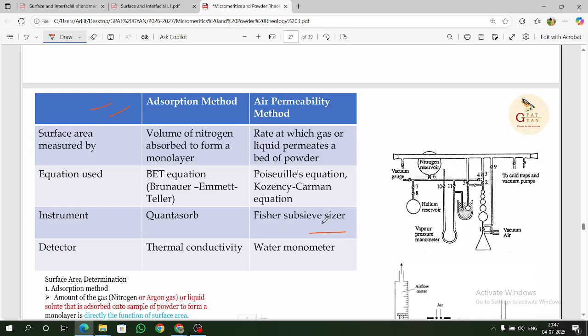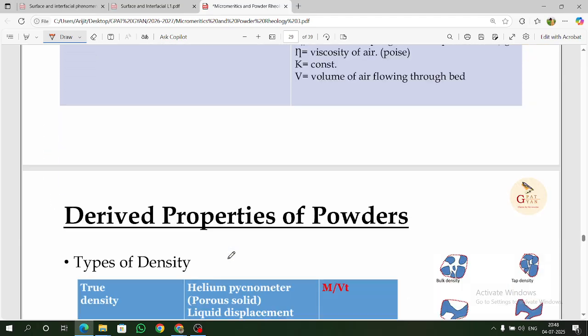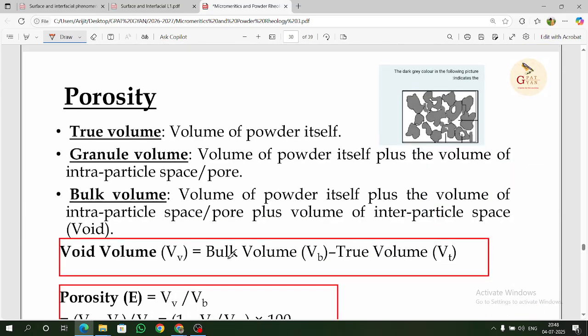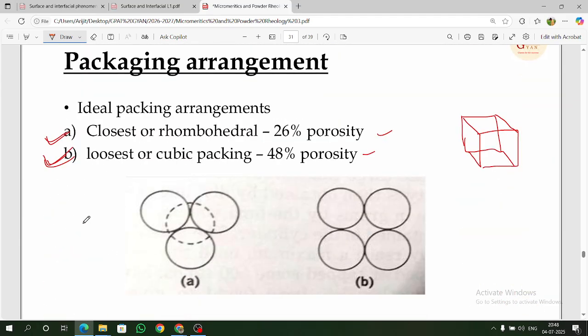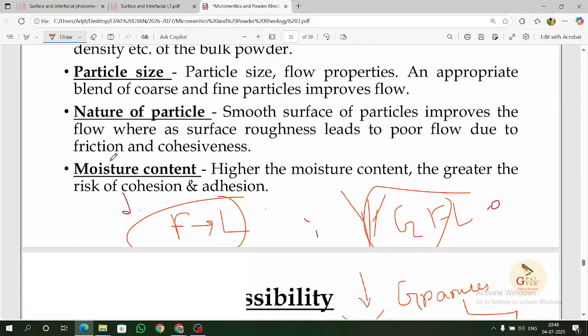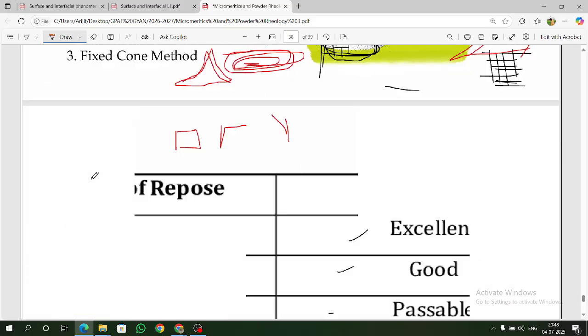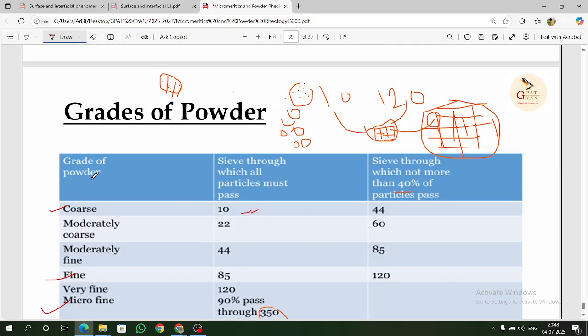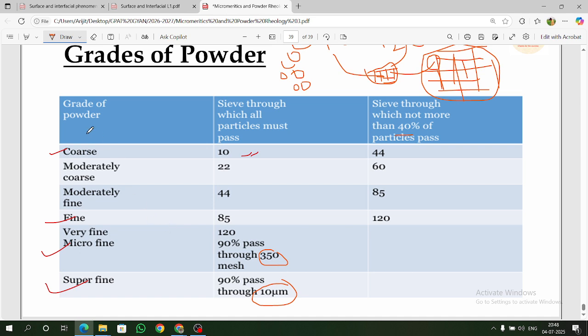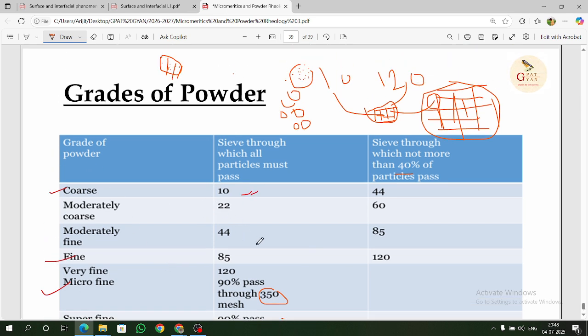The equations, Brunauer-Emmett-Teller, Kozeny-Carman equation, those are the important topics. That's why I'm telling you. There's the porosity portion. Then all the tables I have discussed today, please try to remember. Anyhow we can remember with memory tricks, charts, anything. So that is the topics from Micromeritics. If you have any doubt, you can tell.